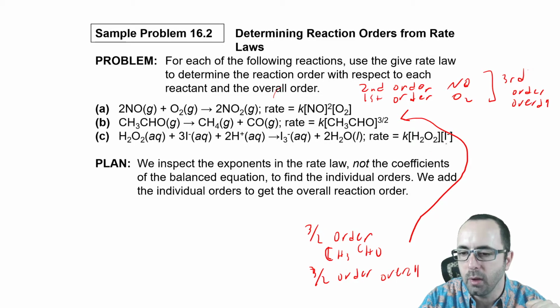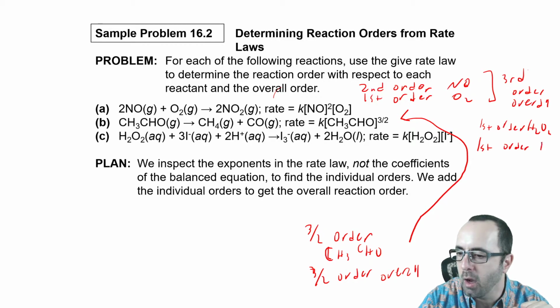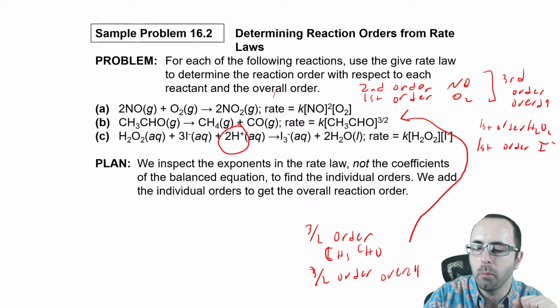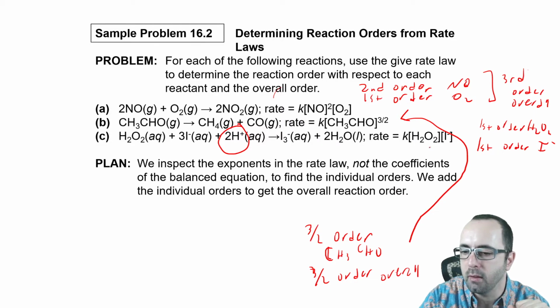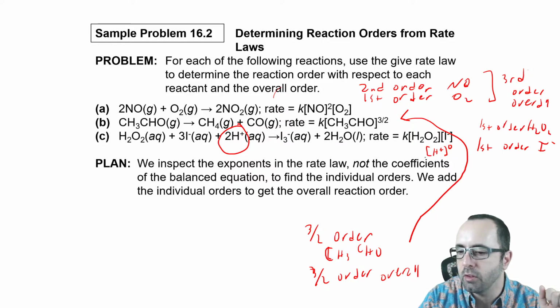Okay, finally, we have this is first order with respect to H2O2. It is first order with respect to I-. And notice H plus was not mentioned here. This is because if you have concentration of H plus to the 0 power, well, that's just 1, and it goes away. It's 0 order with respect to the H plus, and it's overall second order.